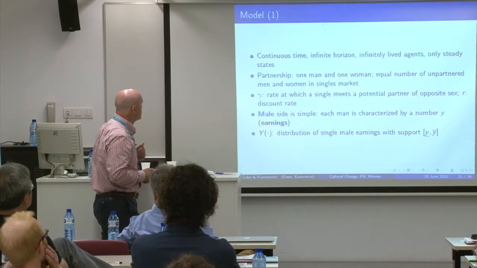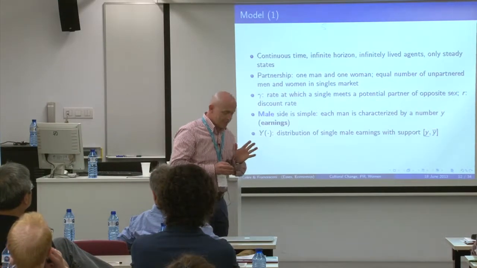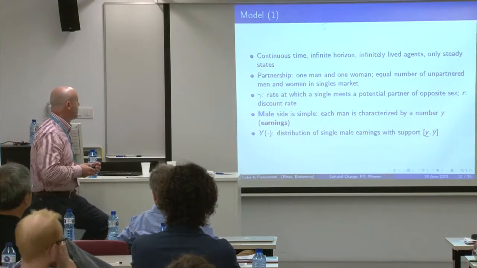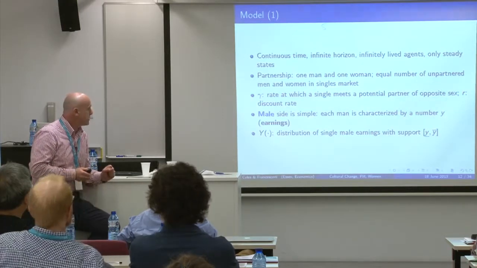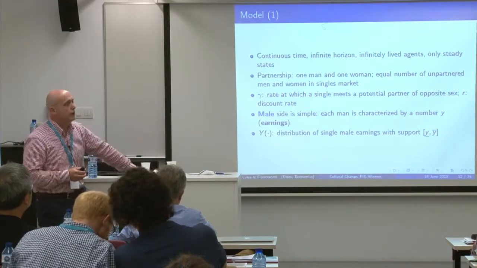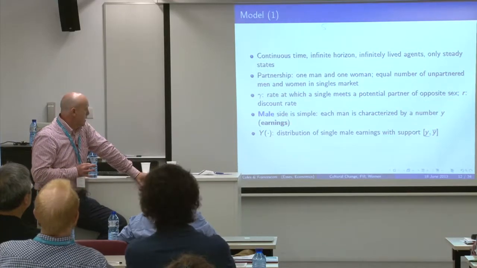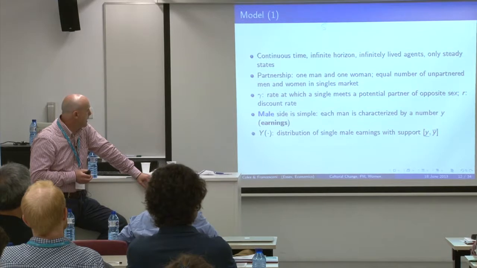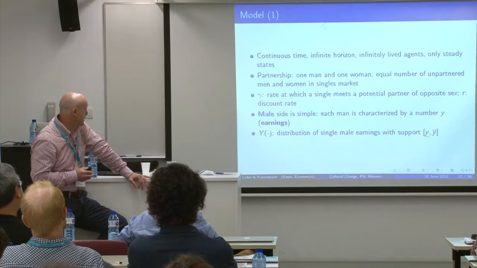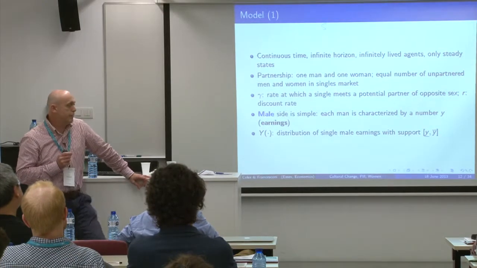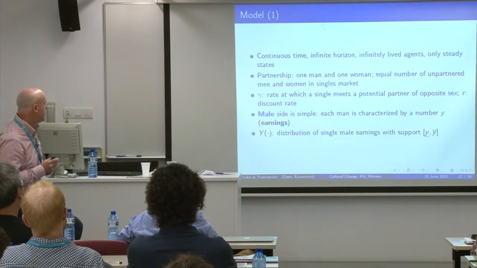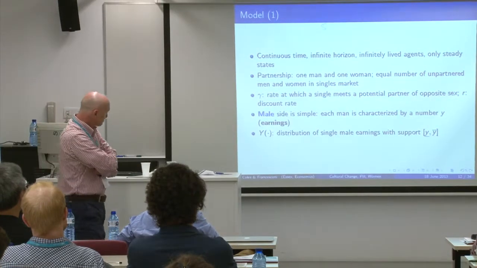So let's start with the model. We have a simple search and matching model. We are in a continuous time environment, infinite horizon, agents are infinitely lived, and we look at only steady states. The partnership will involve only one man and one woman, and we have an equal number of unpartnered men and women in this single market. The rate at which people meet in this singles market is gamma, and R is the discount rate.